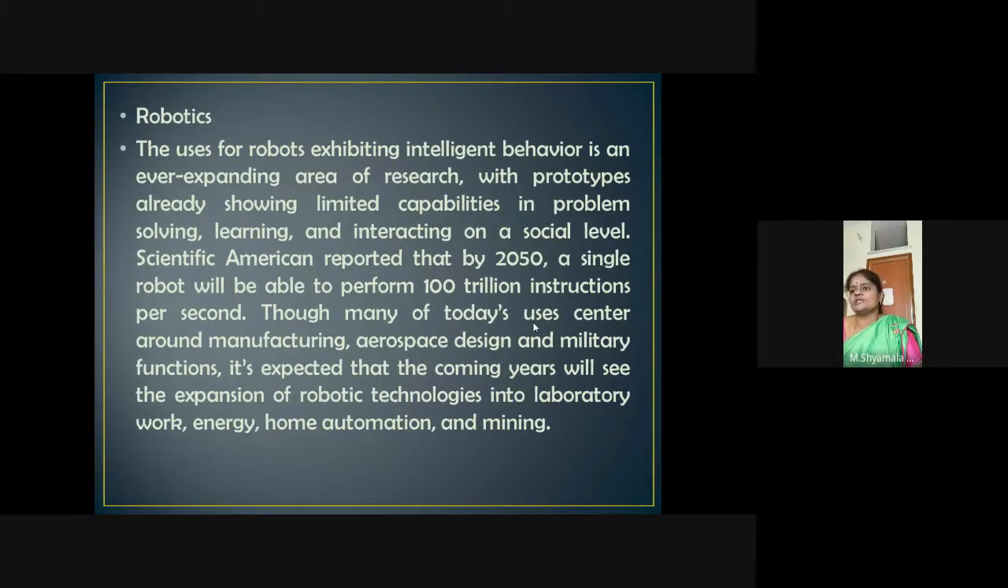Next is robotics. The use of robots exhibiting intelligent behavior is an ever expanding area of research, with prototypes already showing limited capabilities in problem solving, learning, and interacting on a social level.